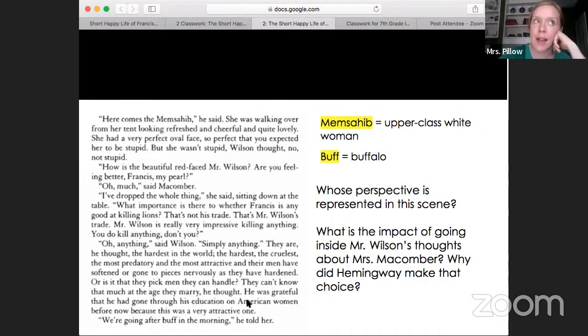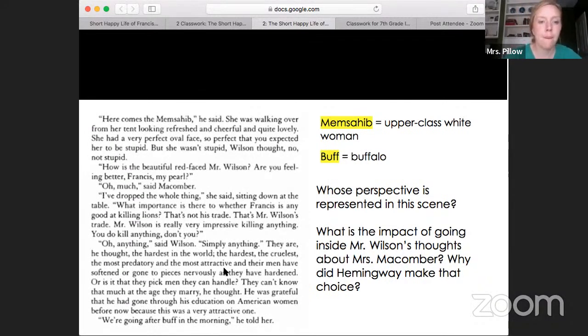Think about if we had this scene from Francis's point of view, it would be very different. They've been married 10 years. He knows a lot more information about her. Wilson's almost like an impartial observer. He doesn't know anything about her. And so we're getting kind of a very quick picture of her. Does that make sense? And we're also understanding that Wilson is attracted to her.